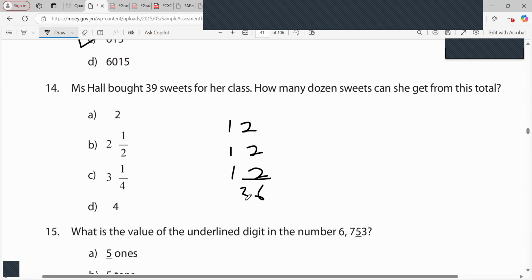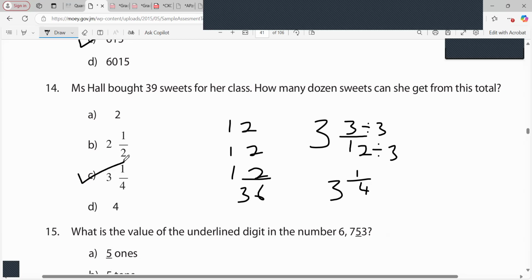So what this is saying, we can get 3 dozen and 3 remain out of 12. But can we find a number that can go into 3 and 12 without leaving a remainder? What number is that? Parents, did they say 3? Yeah, if you said 3, you are correct. So it's 3 1/4. Very nice question. So that would have been C.